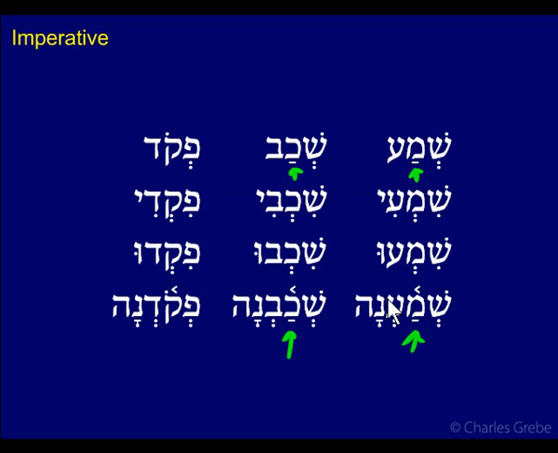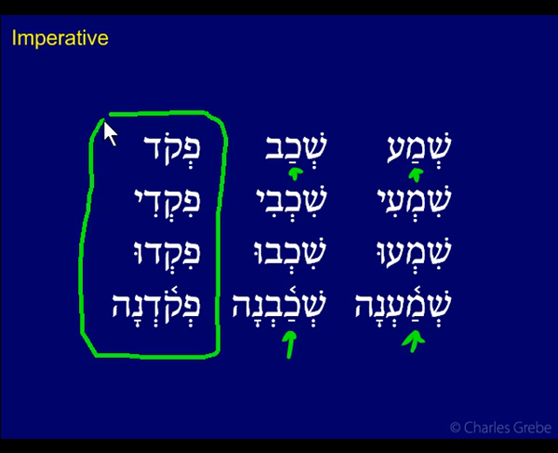So I wouldn't memorize these. I would just memorize this dynamic form here. And just remember that statives and gutturals have a patach, both for the imperfect and for the imperative, because the imperative comes straight from the imperfect.